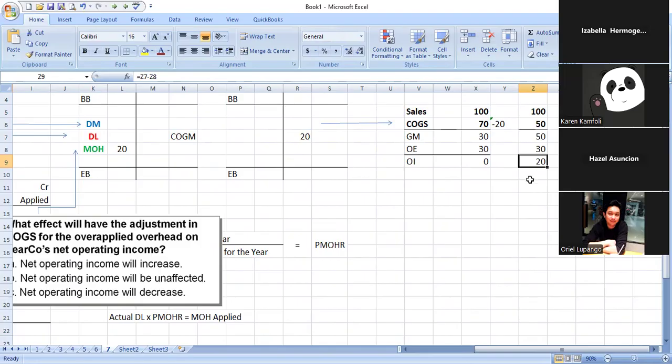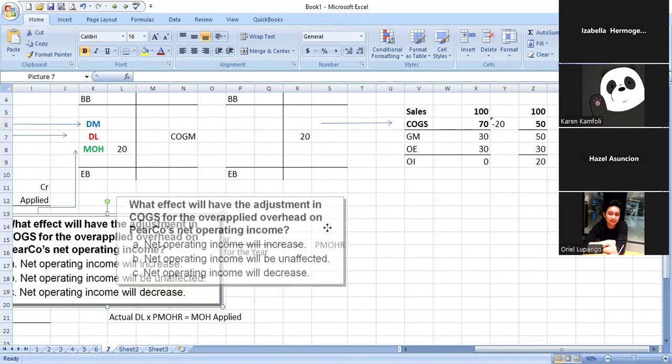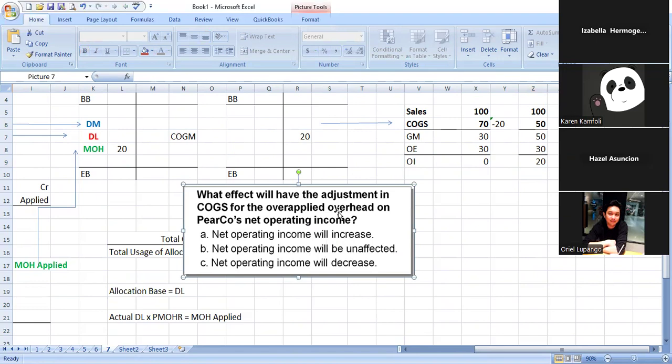Can you see it? What's happened with my operating income? Going up or going down? Up. Why? Because I'm reducing the cost of goods sold. Once you reduce the cost, operating income naturally is going to come up. So if you're over applying overhead, that means you put in more cost. If you have to adjust it, that means you have to reduce the cost. If you reduce the cost, operating income is going to go up or down? Up. Make sense?